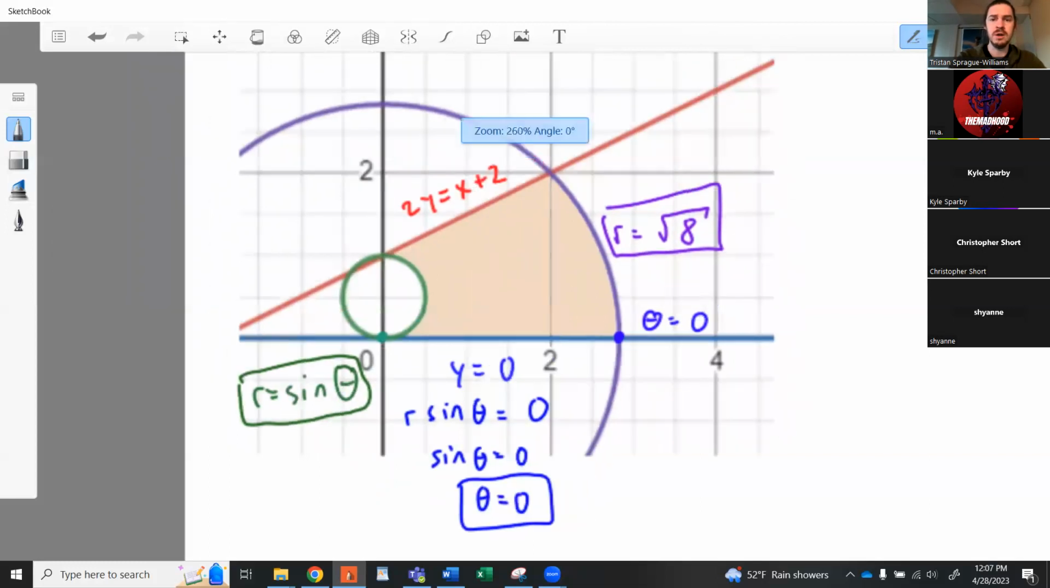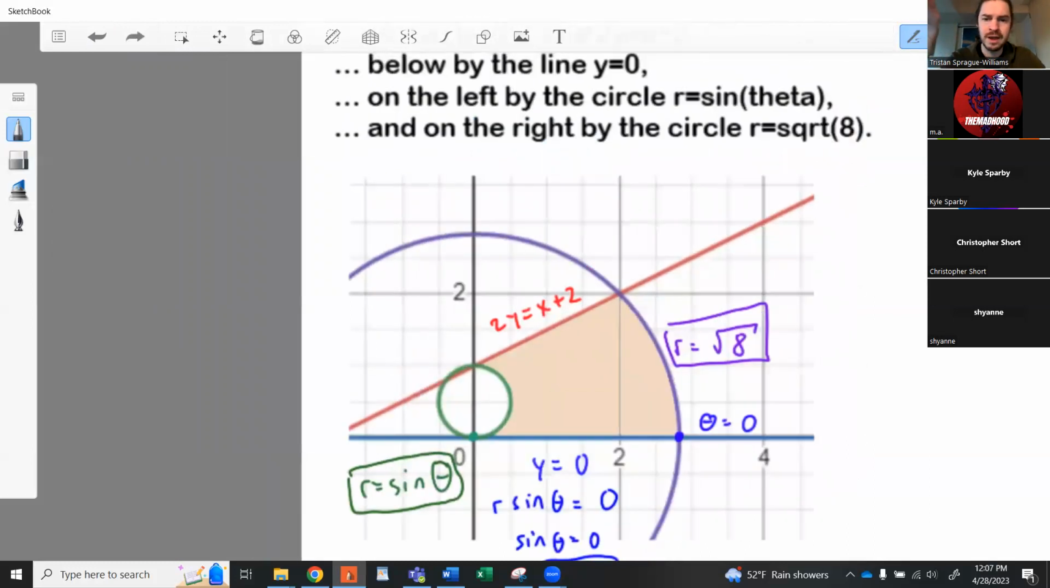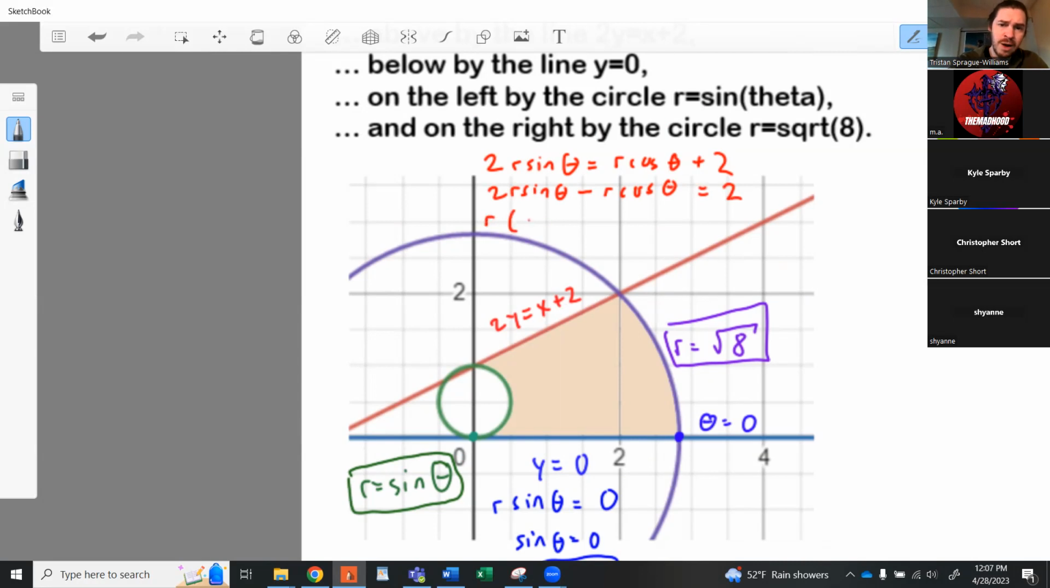Now let's turn our attention over here to this situation. This 2y equals x plus 2. Let's convert that to polar. 2y. Now y is r sine theta, equals x plus 2. Now x is r cosine theta. There's the equation converted to polar coordinates, but we want to solve that for r and get r as a function of theta. So we will subtract the r cosine theta from both sides, moving it from the right-hand side over to the left-hand side. Then we will factor out the r.